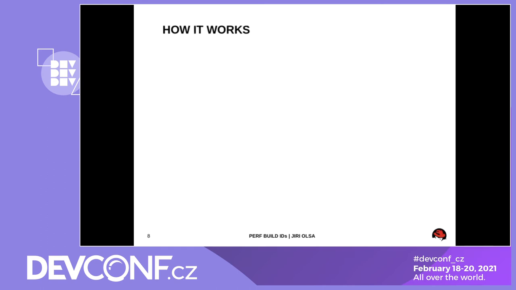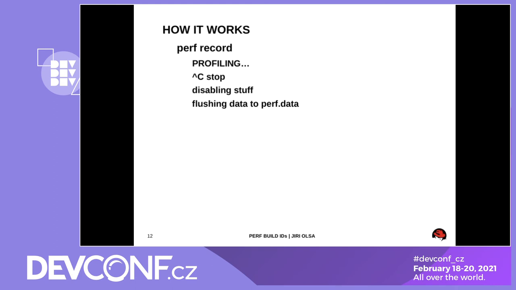So how does it all work? A little bit deeper on how the profiling works. You run perf record and the profiling will start. You configure any events that you want. At some point you say, okay, that's enough. You stop the perf record and things will start to happen. First, perf will disable everything that was enabled, so all the events and all the extra stuff that we allow to be configured will be disabled. Right after that, we flush the data to the file. The data is spread over multiple buffers, so at some point we take all the data and make sure that the file contains all the needed information.